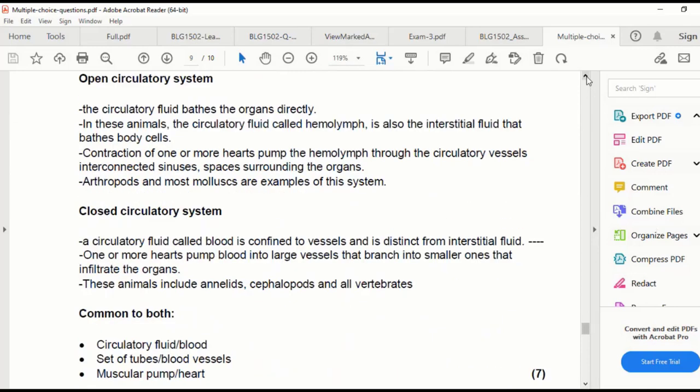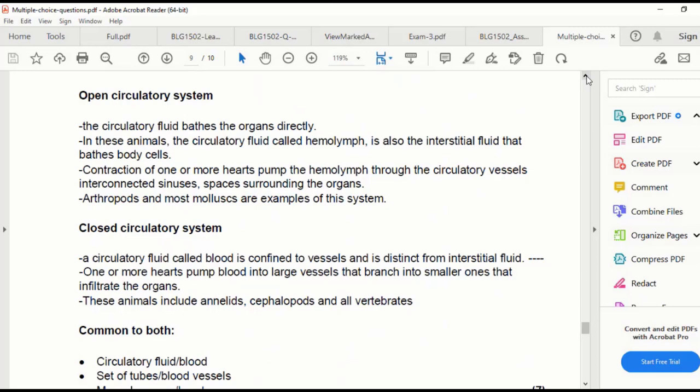So in an open circulatory system, the circulatory fluid bathes the organs directly. In these animals, the circulatory fluid, called hemolymph, is also the interstitial fluid that bathes the body cells. The contraction of one or more hearts pumps the hemolymph through the circulatory vessels into interconnected sinuses, spaces surrounding the organs. For example, arthropods and most molluscs are examples of this system.